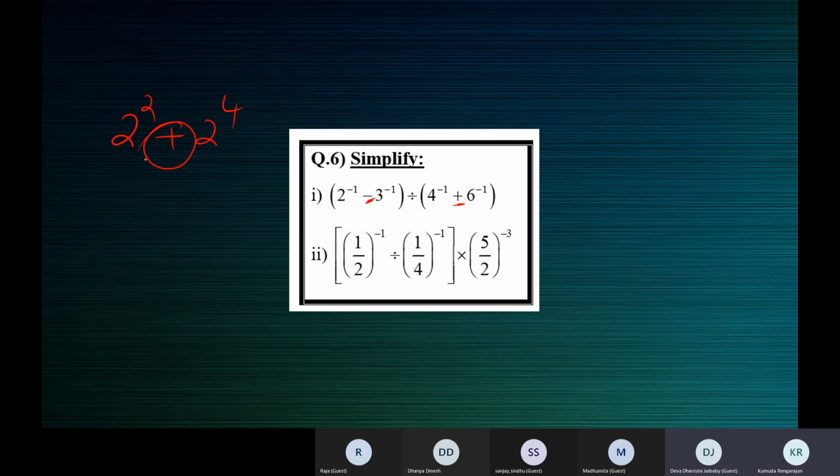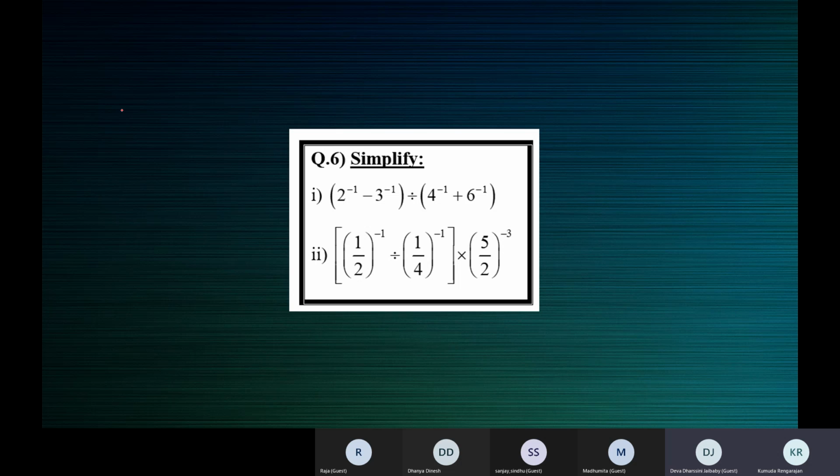When it is addition or subtraction, you cannot add the powers or subtract the powers. When it's multiplication, you add the powers. When it is division, we subtract the powers. So we make use of the laws when it is multiplication or division. When it is addition or subtraction, we have to simplify like this.